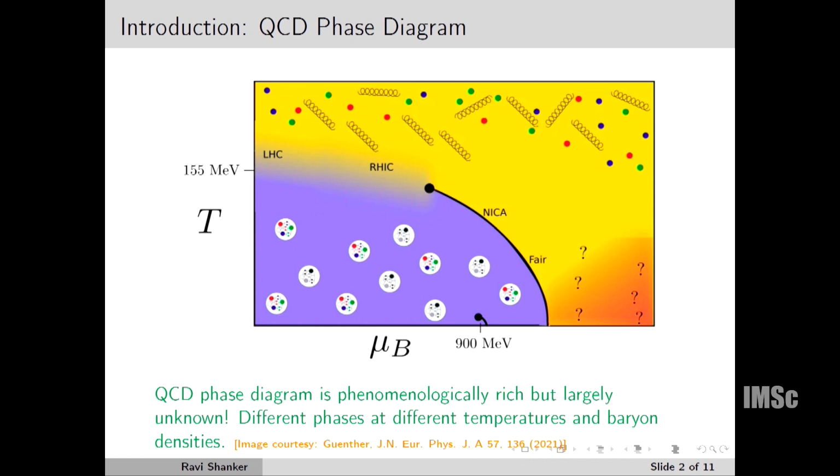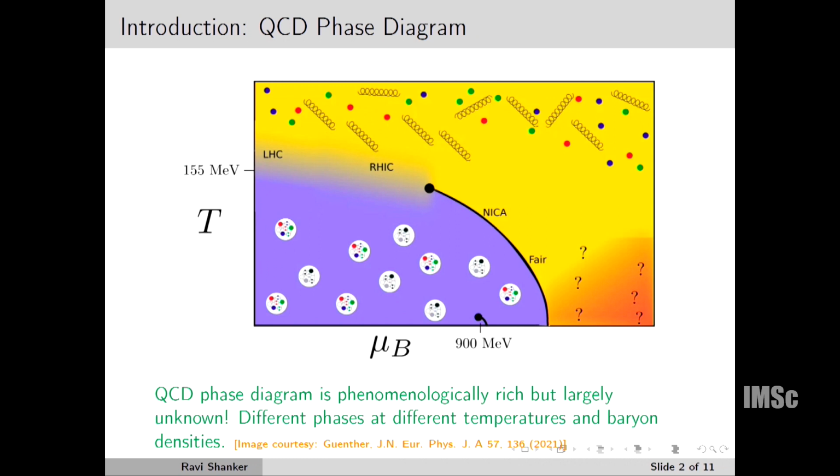On the x-axis we have baryon chemical potential. On the y-axis we have temperature. And the different colors represent the different phases of the QCD phase diagram. This blue color represents the state where quarks and gluons are confined, whereas this yellow region is the deconfined state, where the degrees of freedom are quarks and gluons. And this region over here is the color superconductor.